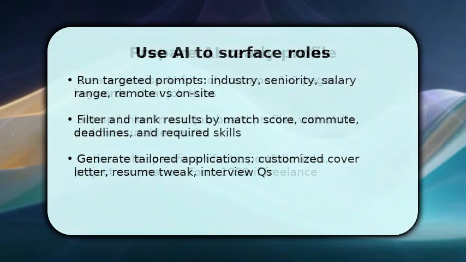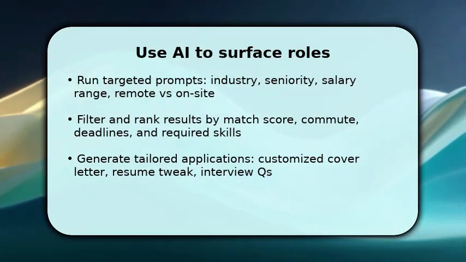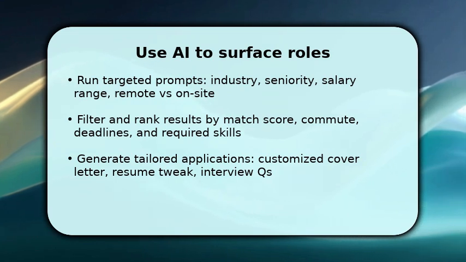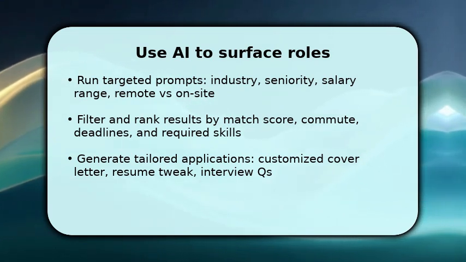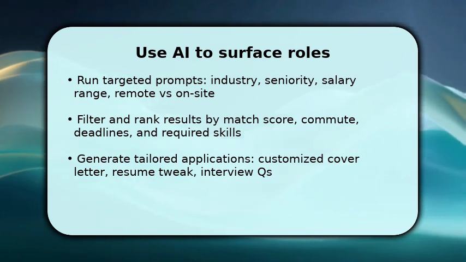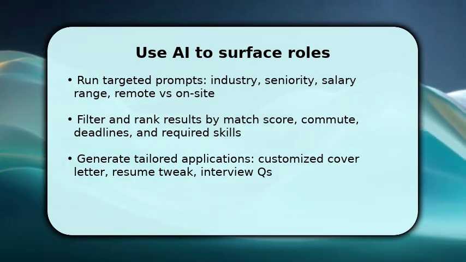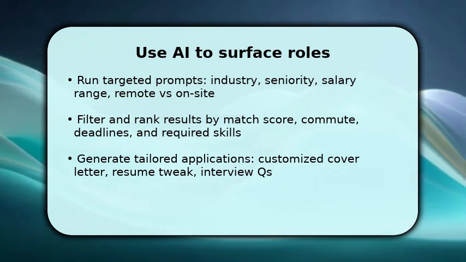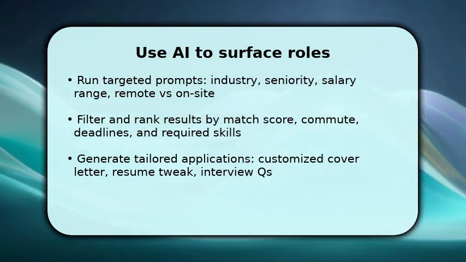You now feed the AI your standardized inputs and explicit constraints: industry, seniority level, salary band, and remote preferences. The AI will scrape listings, rank them by skill overlap and cultural fit, and highlight quick-apply matches. Once it returns options, refine with follow-up prompts to filter by commute, visa needs, or deadlines.